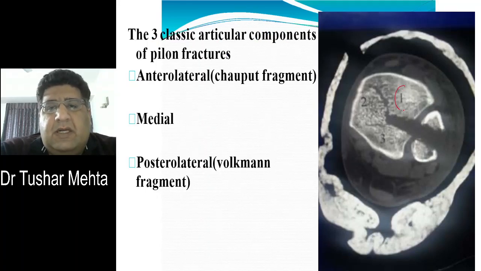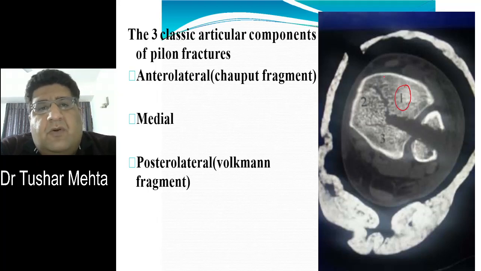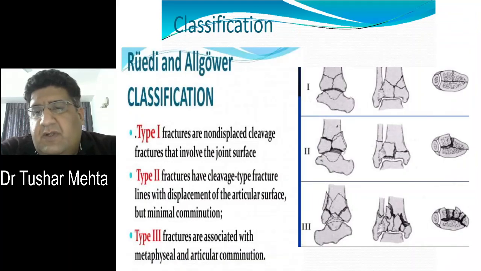This is the anterolateral fragment. I'm sure you all know this is what is called the caput fragment. There are three classical articular components, by the way. So you have an anterolateral chip, that is the caput fragment. You have a posterolateral chip, that is called the Volkmann fragment, and then you have the medial fragment. So these are the three classical fragments that we observe in Pylon's fracture.